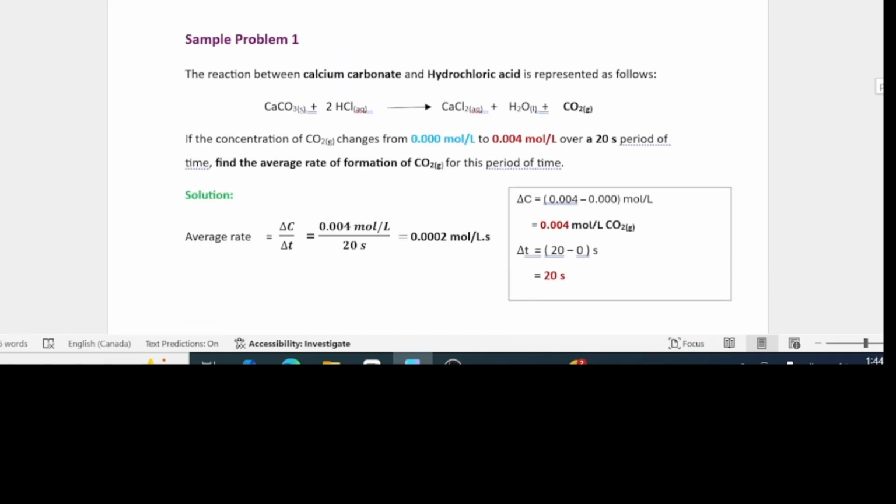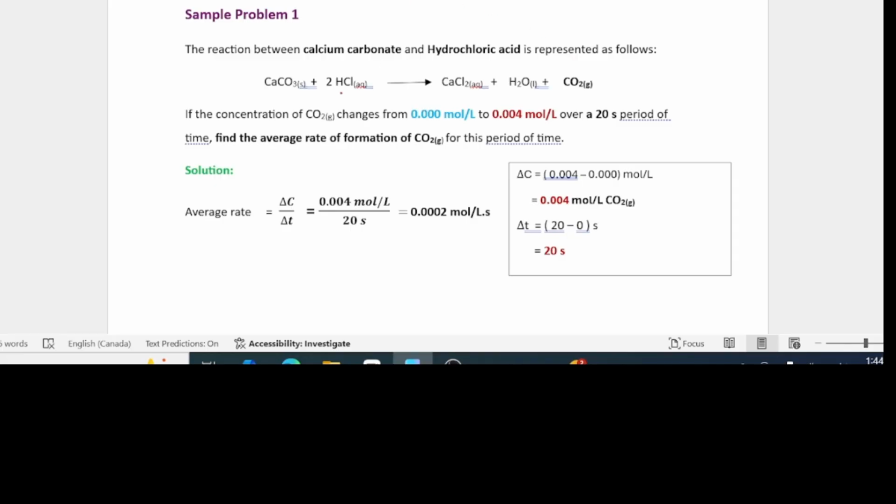You can look at a little sample problem here. Here calcium carbonate is reacted with hydrochloric acid according to this chemical equation. They produce a solution of calcium chloride and water, and carbon dioxide gas is liberated. If the concentration of CO2 changes from 0.000 mole per liter to 0.00 mole per liter over a 20-second period of time, you're asked to find the average rate of formation of carbon dioxide for that period of time. Of course, you take delta C and you divide by delta T. And your delta C will be equal to that value minus that value here, which is equal to that.